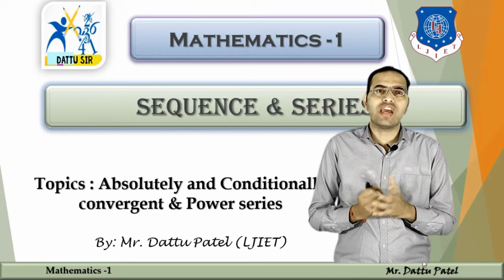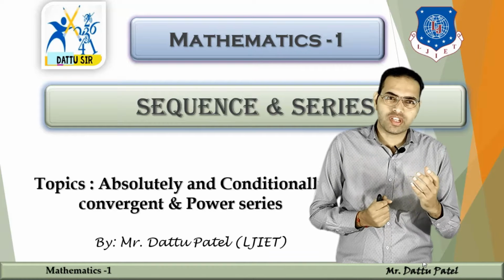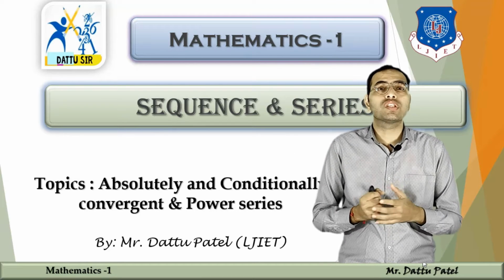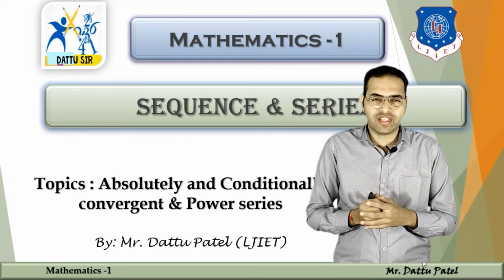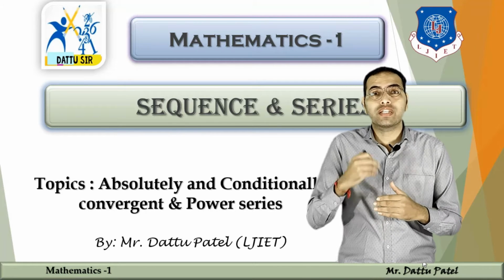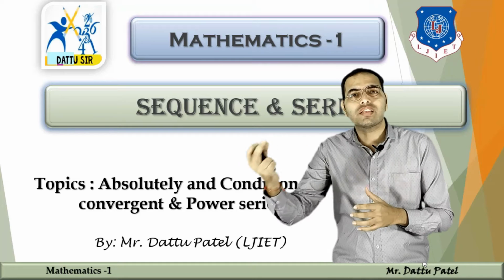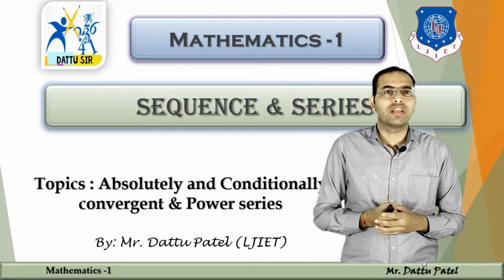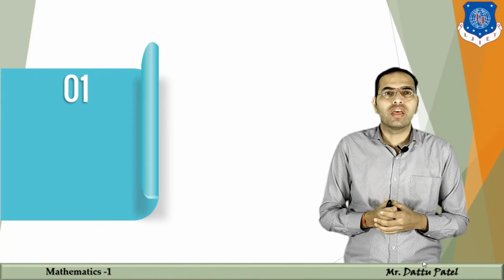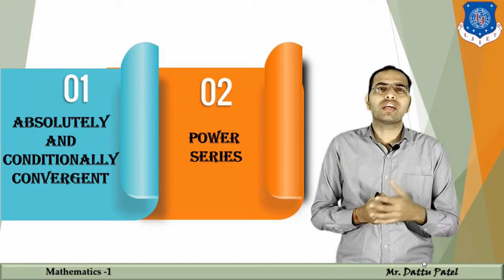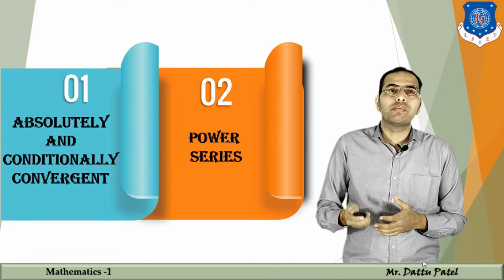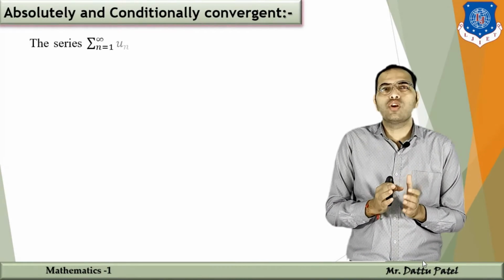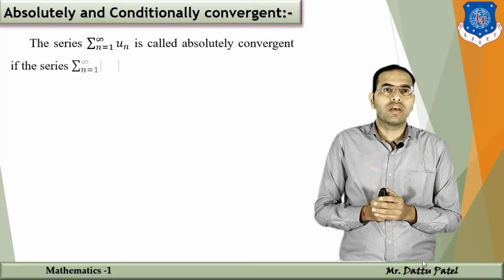In the earlier lecture, we already discussed Cauchy's root test and the Leibniz test for alternating series, and summarized which test is applicable to which kind of infinite series example. Today's session, we are going to discuss absolute and conditional convergence of series and power series. Let's see firstly absolute and conditional convergence.